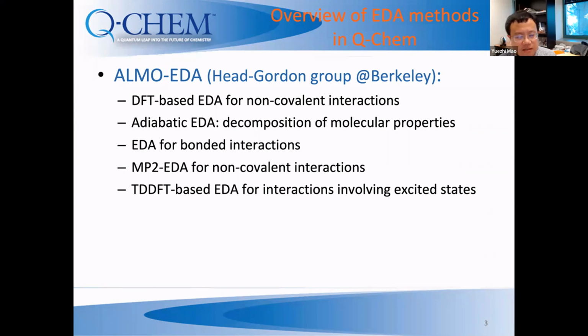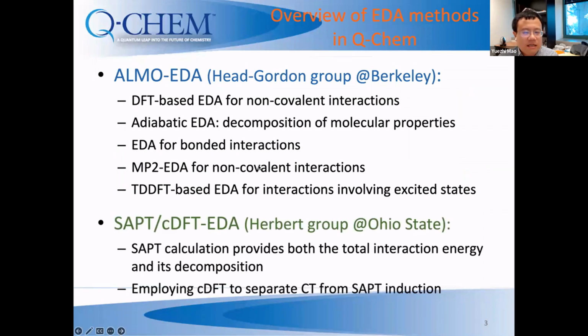involving electronic excited states. Another family of methods I should mention is SAPT CDFT EDA, developed by the John Herbert group at Ohio State. This method works slightly differently. It uses SAPT, which can give you both the total interaction energy and the decomposition, so it doesn't go through the supramolecular approach. Then the constrained DFT method, CDFT, is used to separate the charge transfer from the SAPT induction.